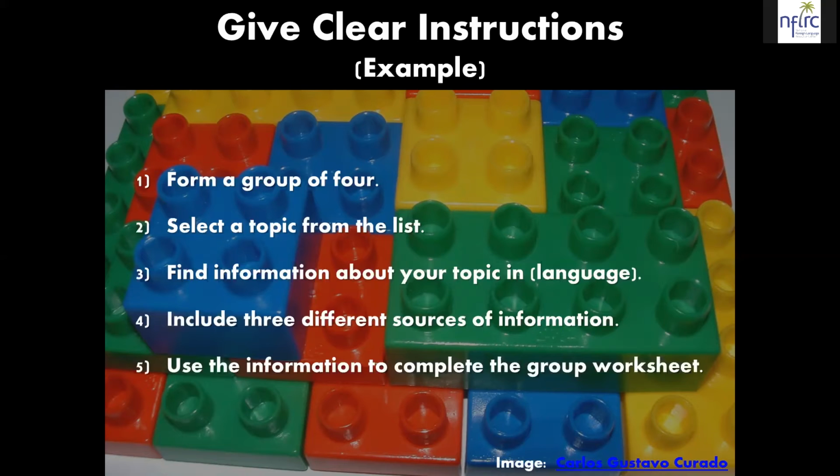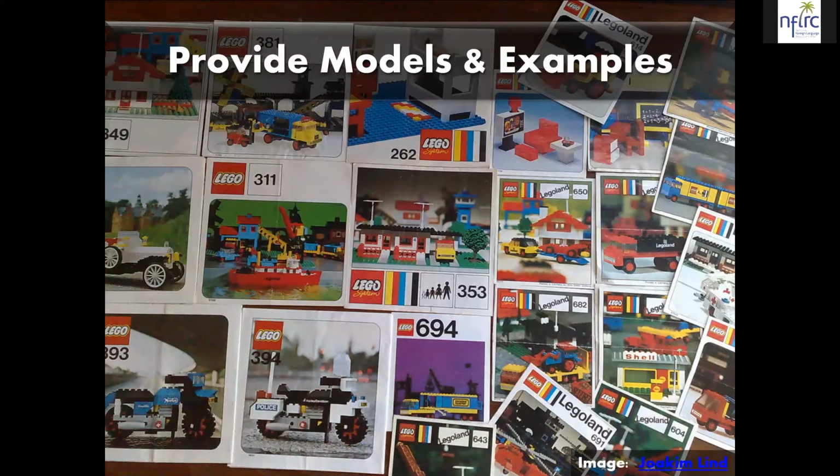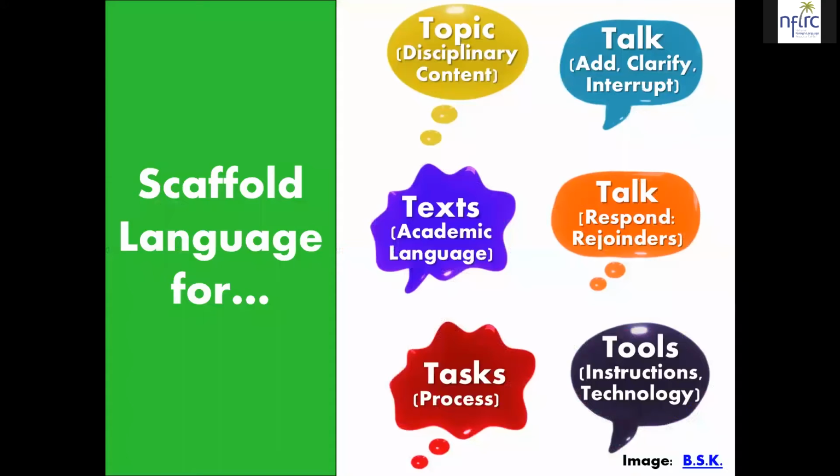Now you'll notice what's missing here are transitions, a lot of the things that make language more sophisticated. And that is purposeful because I'm trying to make sure that the instructions are comprehensible. I can add all of those additional things as my learners progress in their language abilities. We want to provide models and examples whenever possible. So not just giving the instructions, but then showing learners what it's going to look like to accomplish that task. And then we need to think about scaffolding language for lots of different pieces.